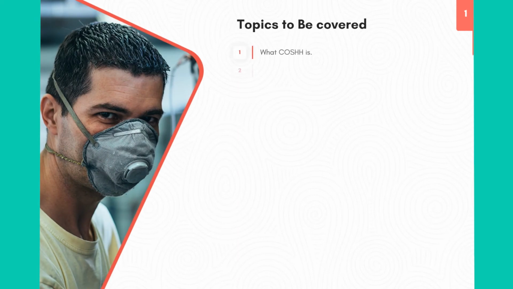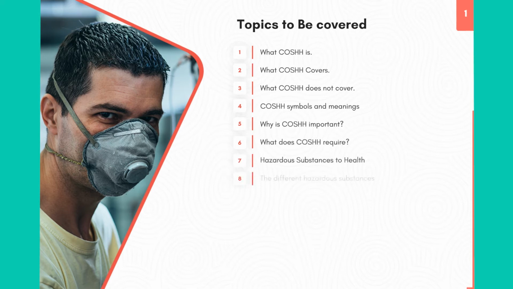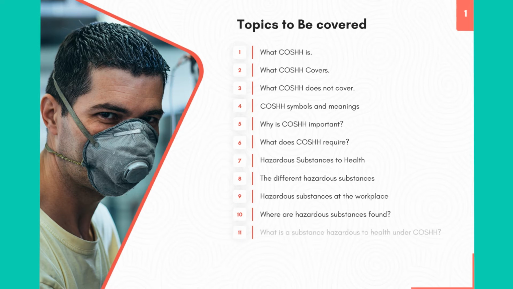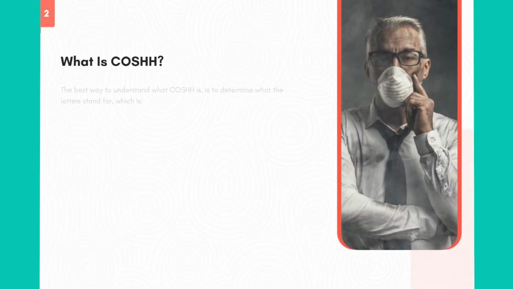Topics to be covered. What COSHH is. What COSHH covers. What COSHH does not cover. COSHH symbols and meanings. Why is COSHH important? What does COSHH require? Hazardous substances to health. The different hazardous substances. Hazardous substances at the workplace. Where are hazardous substances found? What is a substance hazardous to health under COSHH? What is not a substance hazardous to health under COSHH? Effects of hazardous substances.